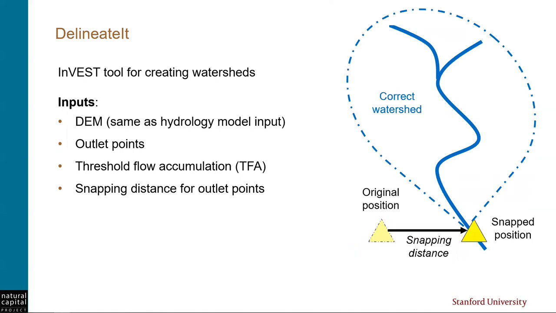The snapping distance allows the tool to search for the nearest stream around the outlet point and move, or snap, the outlet point to that stream so that a correct watershed can be generated. If you are only using one or a small number of outlets in the tool, you could instead manually edit the location of the outlet so that it lies exactly on the stream that the model generates. But if you have a lot of points, or you just don't want to manually edit the points, you can use this feature.